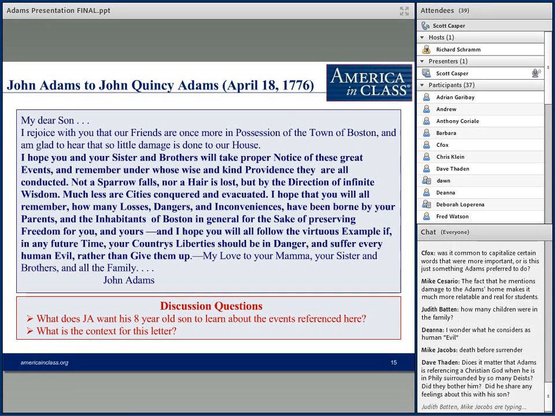The Adamses have a farm, but they're not dependent on their farm for making a living as most Americans of this period would have been. Children would have been involved in work from a very early age.